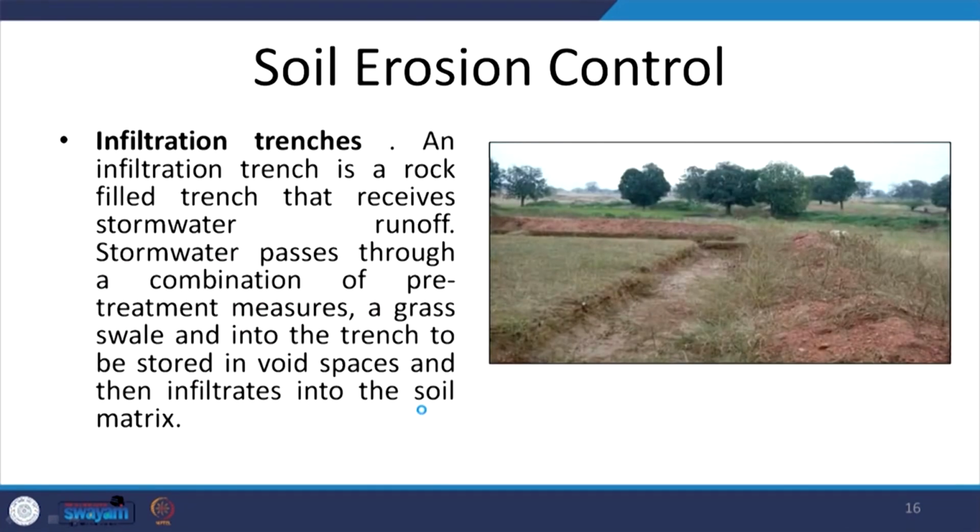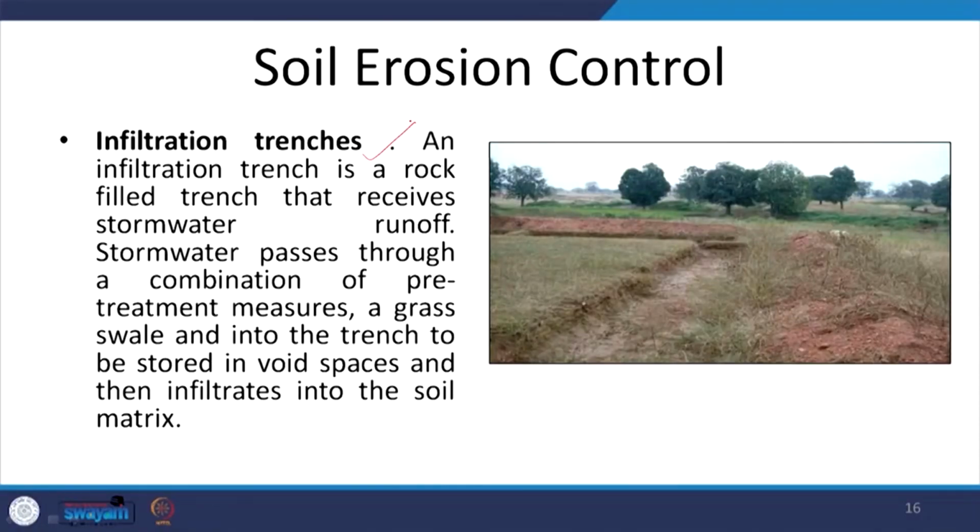There are many strategies which are given as part of NBC and which are also being practiced. I am just mentioning a few here, but there are many more. It is not a comprehensive list of strategies which can be used for soil erosion control. One is infiltration trenches. If you can see here, this is an infiltration trench.